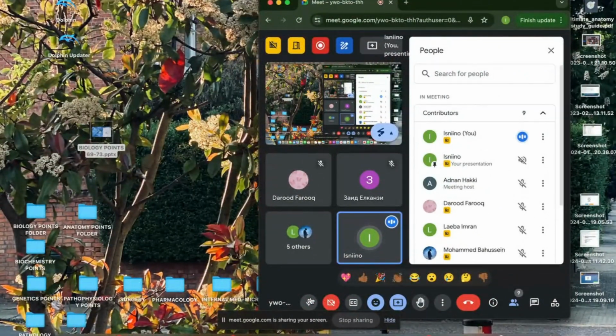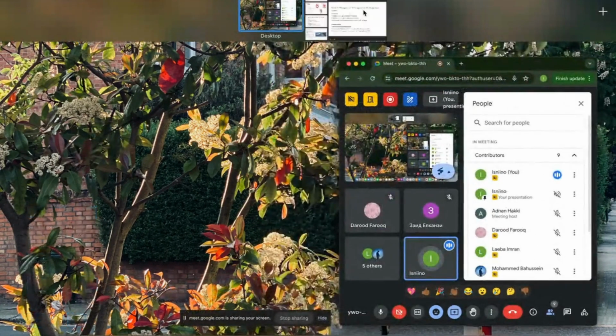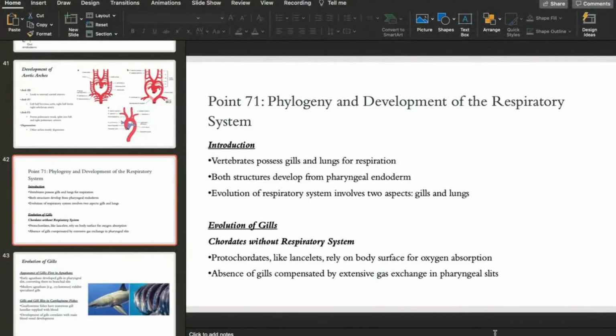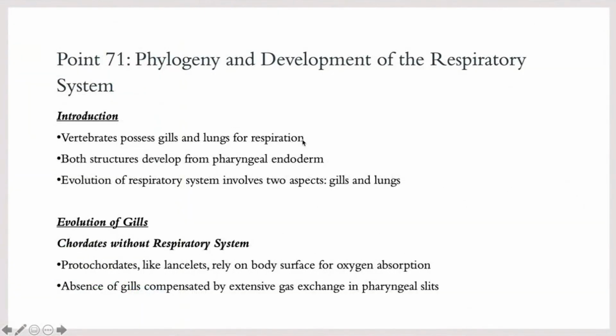Okay, guys, I'm ready to start again. All right. So, we are talking about the respiratory system now. Can you all see the screen? Yes? No? Yep. Yeah, great.